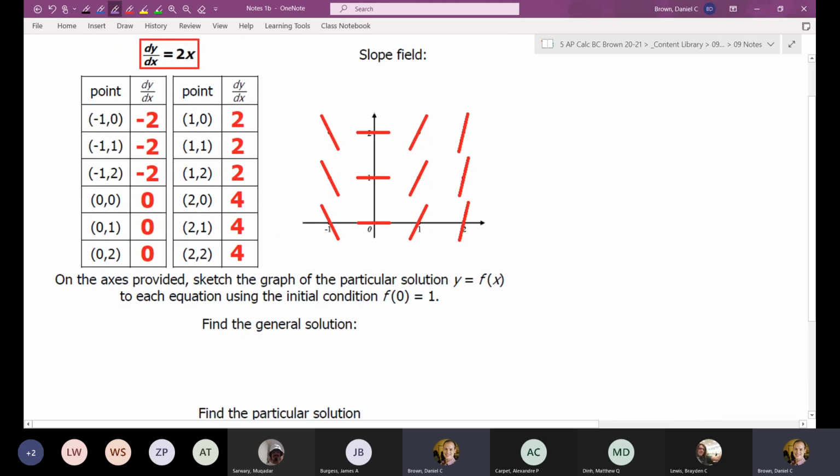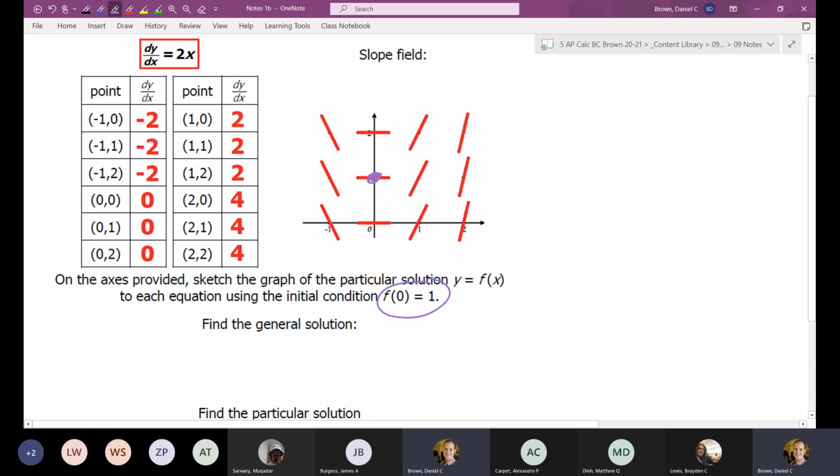So we already sketched the slope field, but now, on the axes provided, sketch the graph of the particular solution, y is equal to f of x, to the equation using the initial condition f of 0 is equal to 1. Well, what is that saying? That's telling us that we have this function, and it has the initial condition where f of 0 is equal to 1. So I know that at 0, the function is equal to 1. I know that point is on the graph.